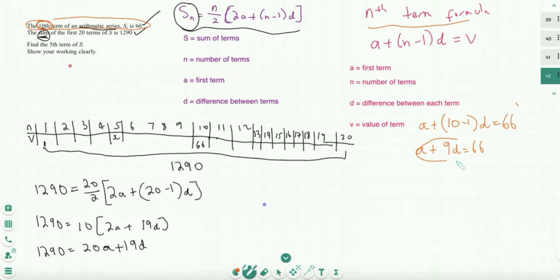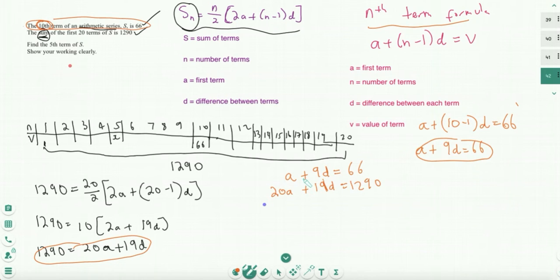So we have this equation here and this equation here. Holy crap, we have created simultaneous equations. Our first equation is a plus 9d equals 66. And our second equation, let's put the 20a plus 19d in front: 20a plus 19d equals 1290. We've created simultaneous equations. Let's solve the simultaneous equations.